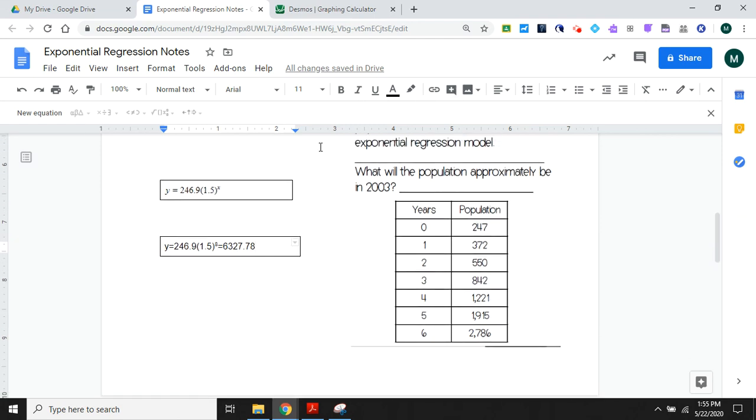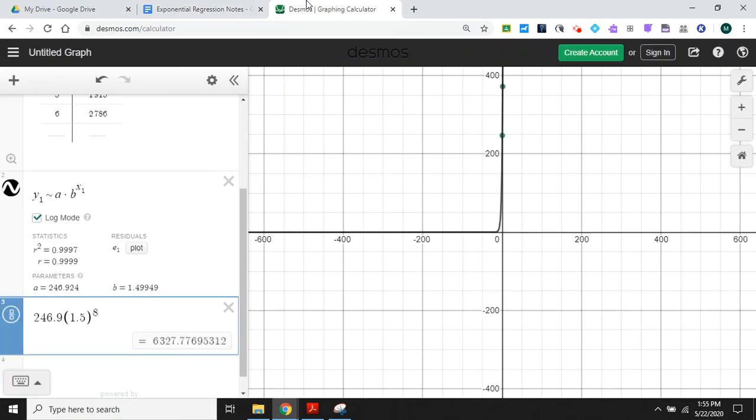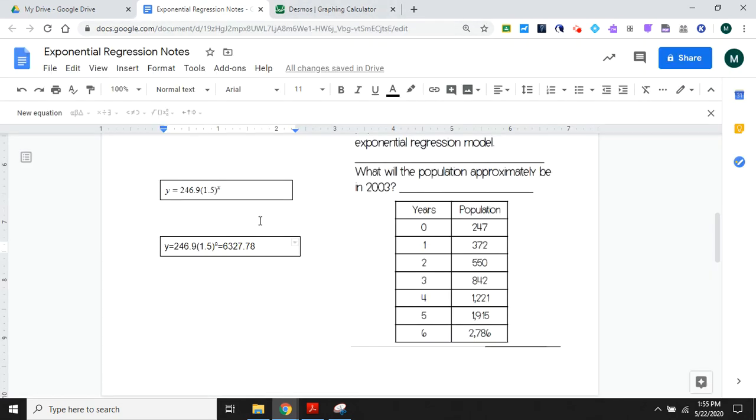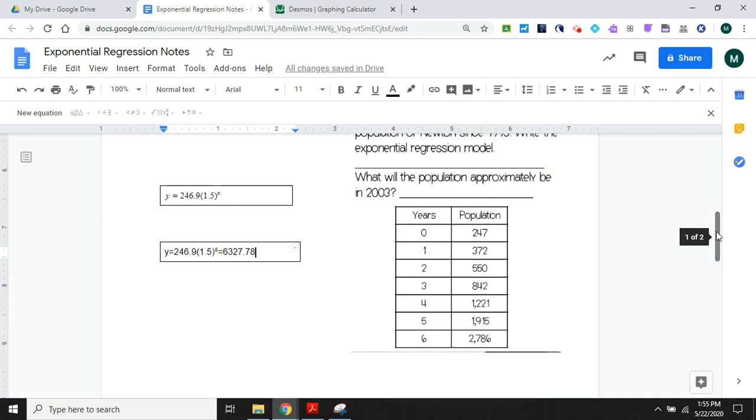So that's it. That's regression in a nutshell using Desmos. It's not so bad. And then you just substitute in. This is very similar to what we were doing last week. It's just this week, we have to put our data into the table and get the regression out of the calculator. But as far as substituting in and everything, it's exactly the same.